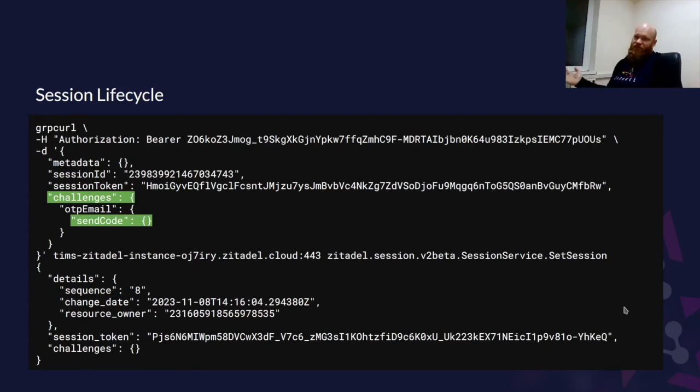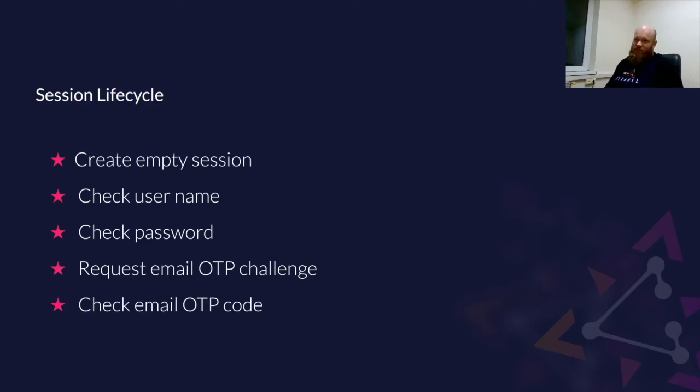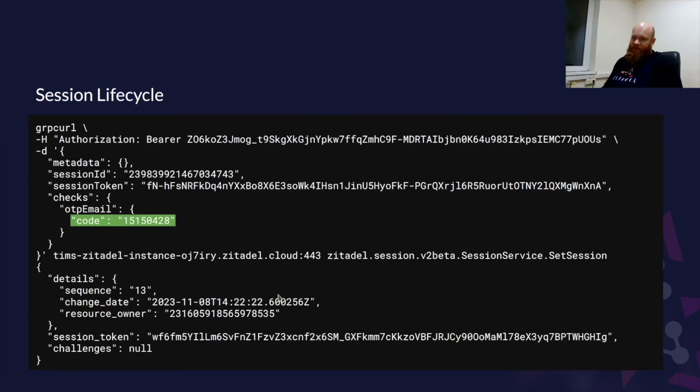In the background, the user would now get an email with the OTP code. So on the next step, we would check that code. So we are back into doing checks, OTP email, and this is the code that the user entered after they received the email.